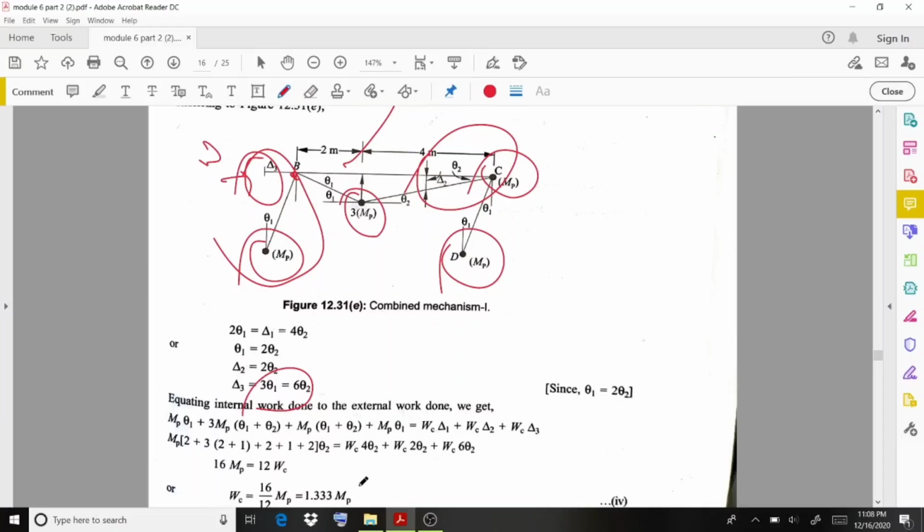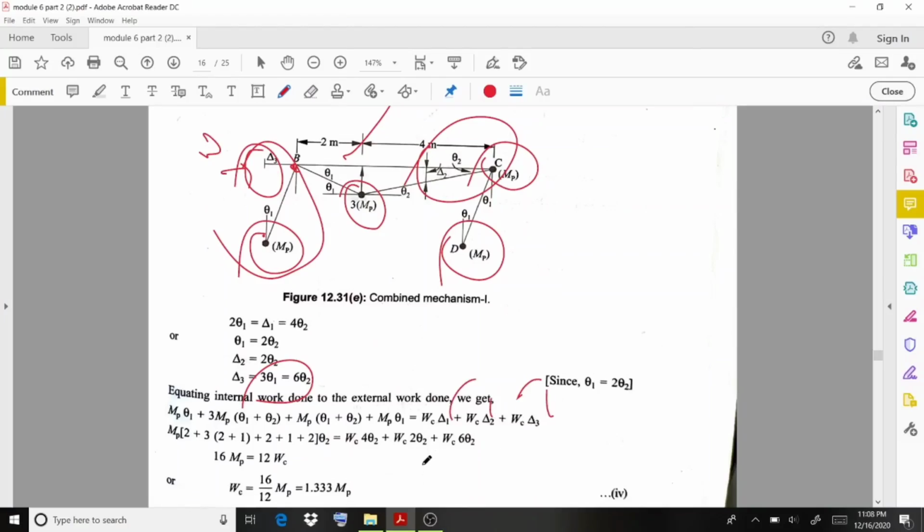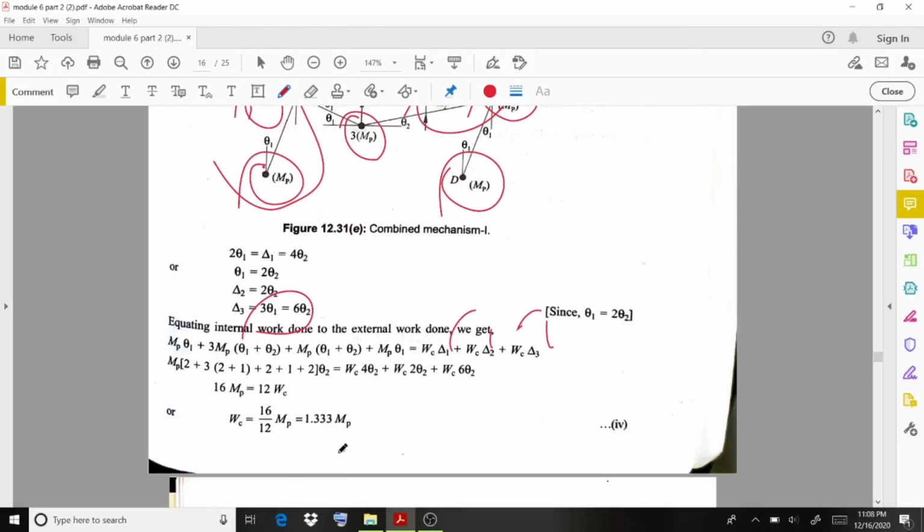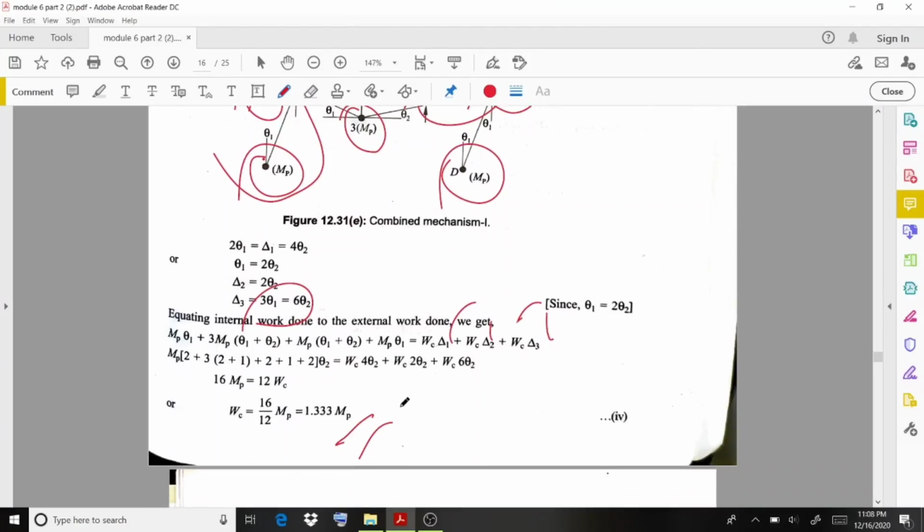Okay. Then directly equate the external work done and internal work done, that is Mp theta 1 plus 3Mp theta 1 plus theta 2 plus Mp multiplied by theta 1 plus theta 2 plus Mp theta 1 equals Wc delta 1 plus Wc delta 2 plus Wc delta 3. Substitute each value for delta 1, delta 2, delta 3, and a common term. And finally, if we equate, Wc is going to be 1.33 Mp.